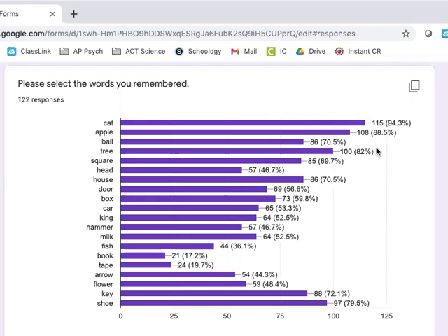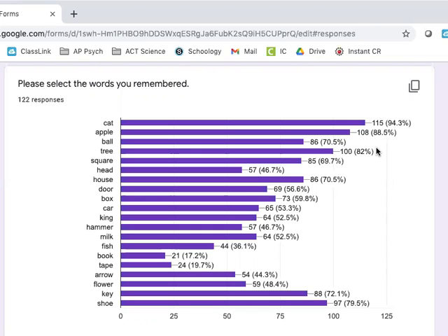It's not as good as the primacy, but arrow, flower, key, and shoe all increase with each word there. So that would be showing recency effect. Now, how can I remember primacy versus recency? Primacy, primary grades, earliest grades, the earliest stuff that you heard. Recency is recent. It's the newest stuff you heard, the most recent words that you heard. So that would be an example here of serial position effect at work.